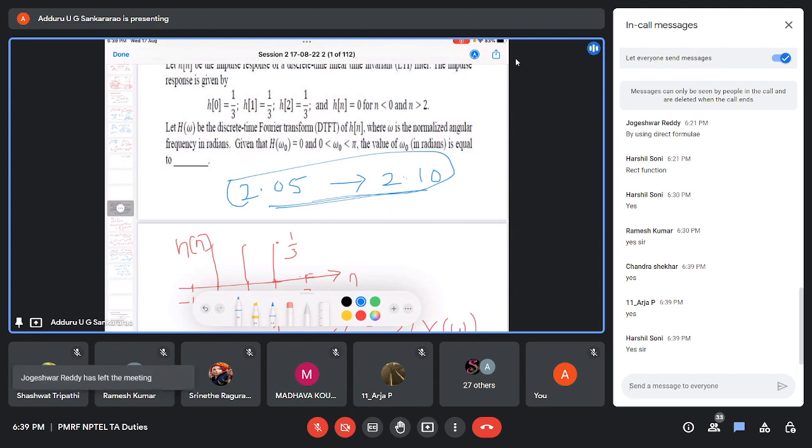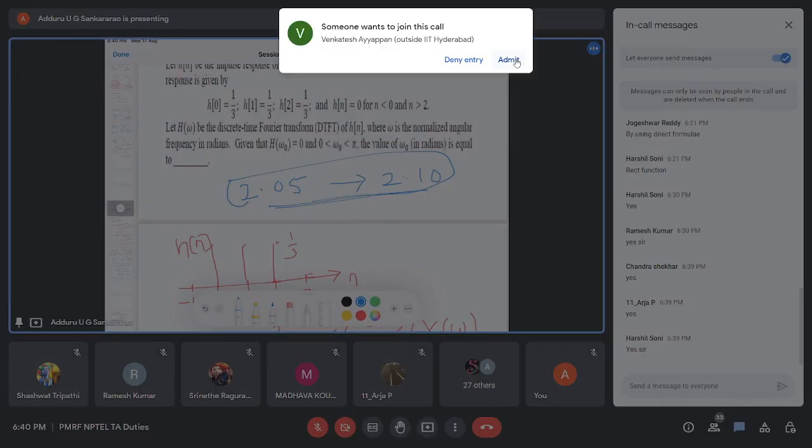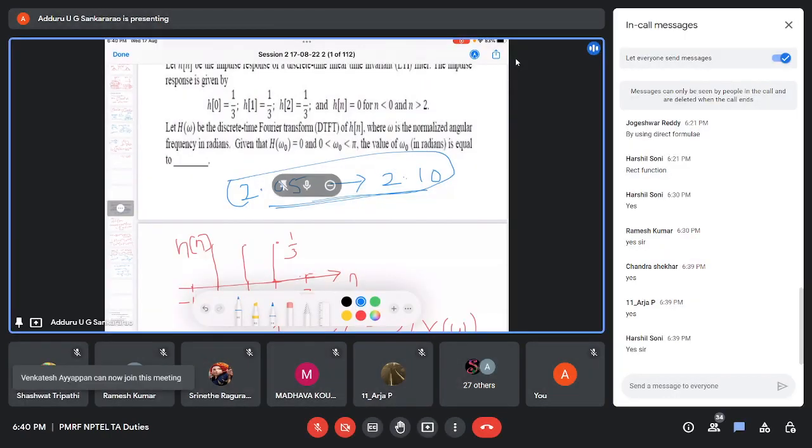So in the question, they have given an impulse response of a discrete time LTI system, and they are asking for what value of omega naught the transfer function H of omega naught will become 0. So we need to find out the transform, then make it equal to 0. Fine. Let us go to the next question.